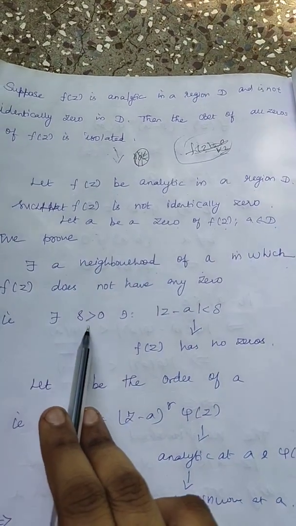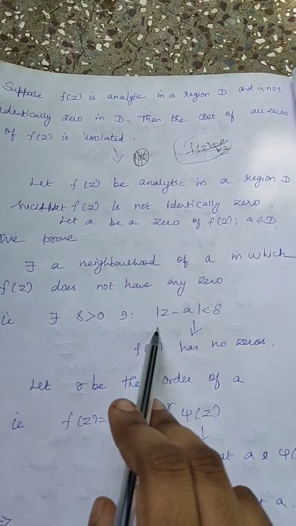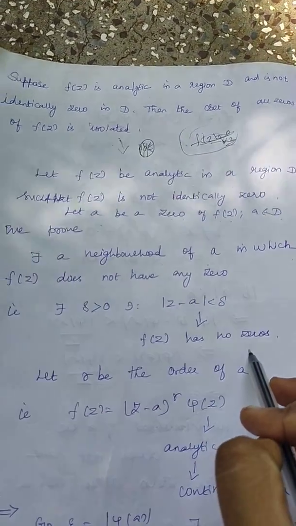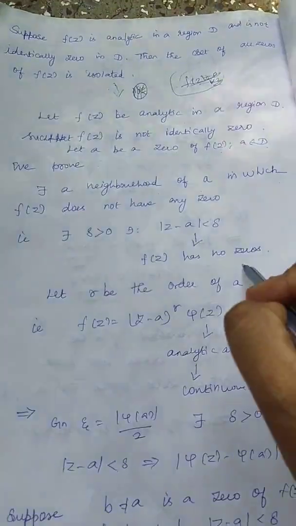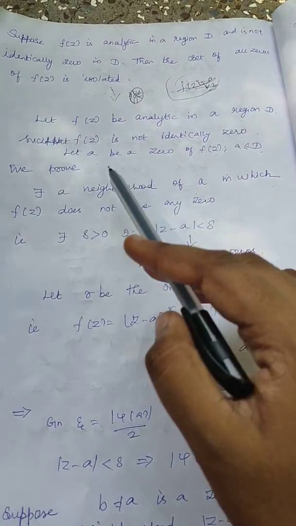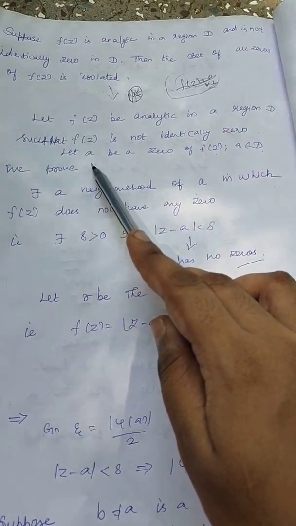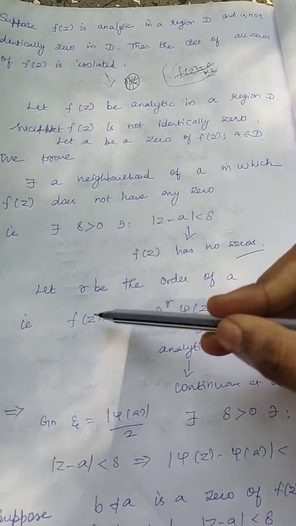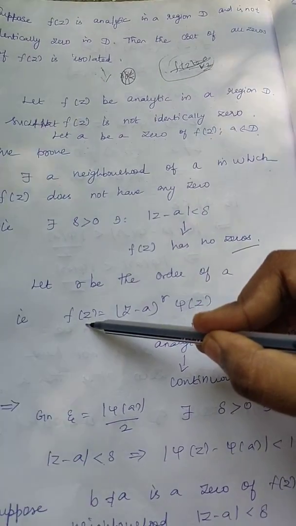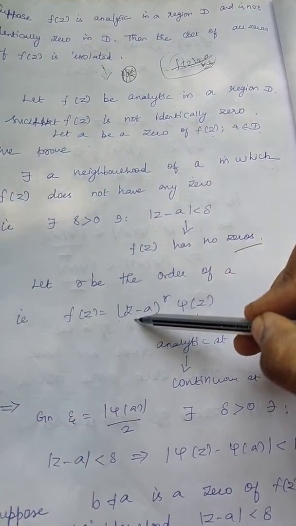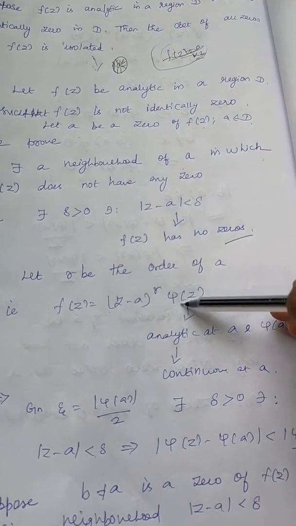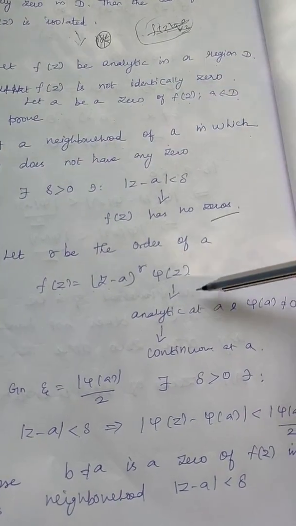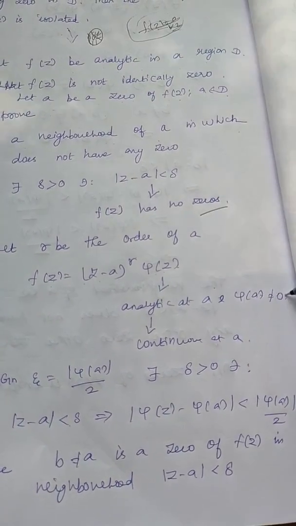That is, I have to find a delta greater than 0 such that in this neighborhood my f of z should not have any zeros. Okay, fine. So this is our claim. I already have taken 0 to be a. Now I am going to take the order of this a to be r, which means as per the definition f of z can be written as z minus a the whole power r multiplied by a function phi of z, where this phi of z is analytic at a and phi of a is not equal to 0.